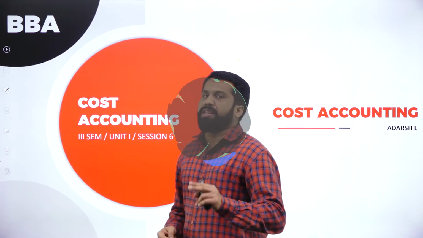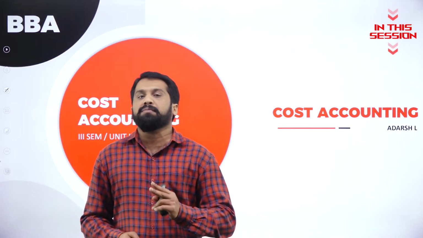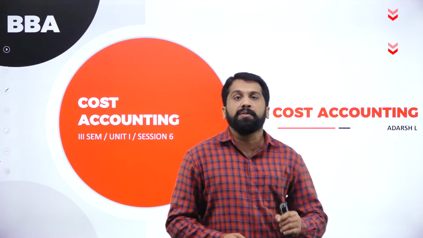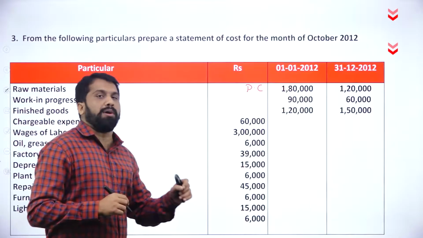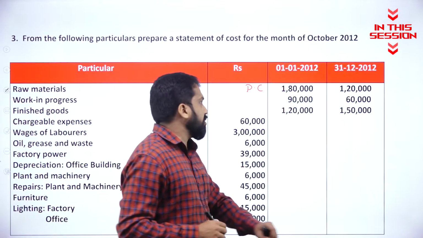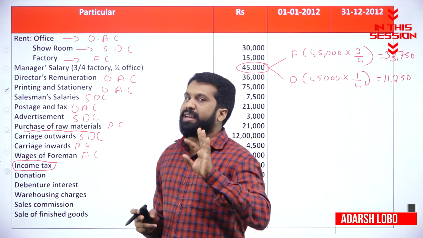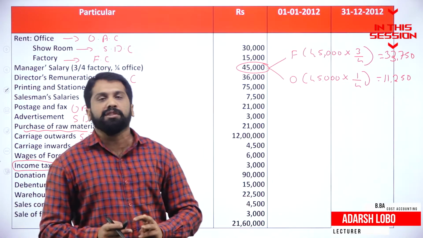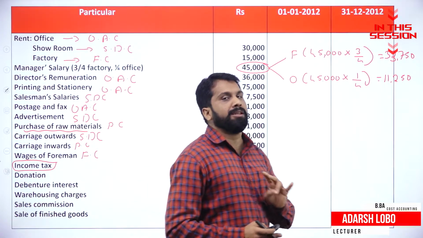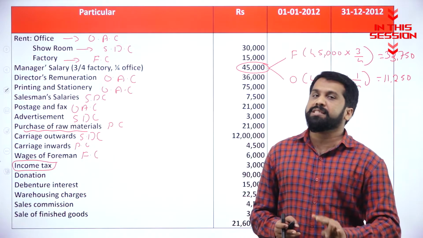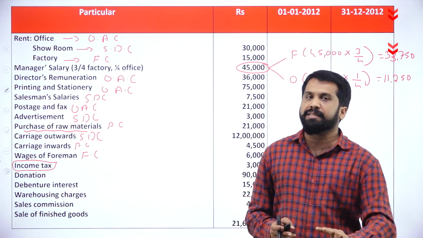Normally you will get two types of problems. One will be without unit cost and another will be with unit cost. Raw material will come under prime cost. Your work in progress will come under factory cost. Anything related to income tax, debentures, or interest, these things we will not consider.